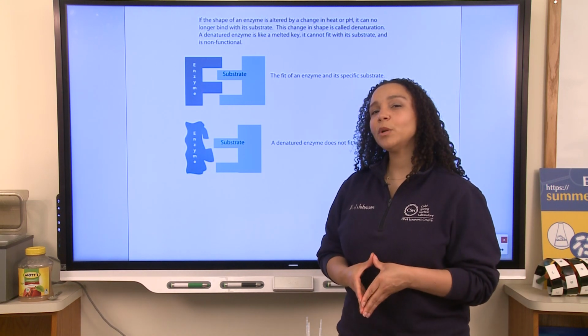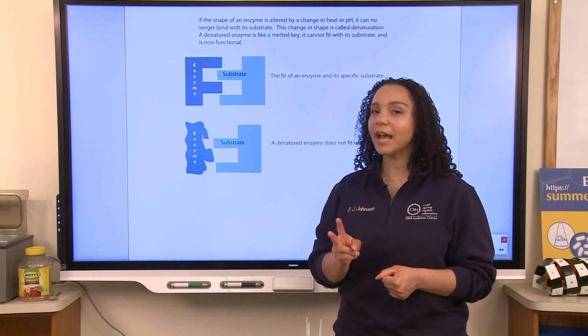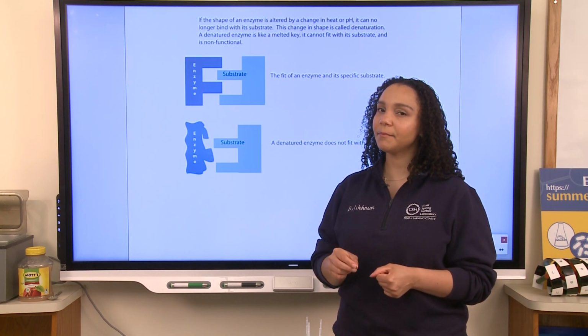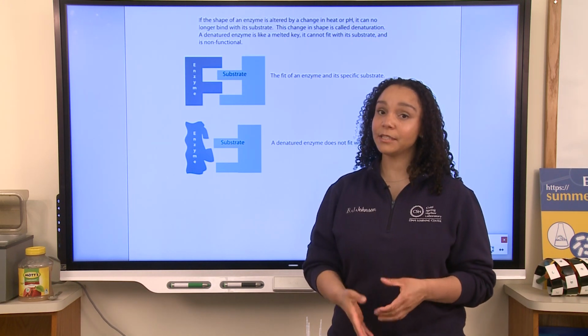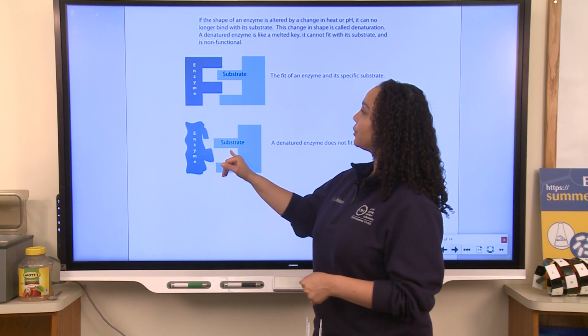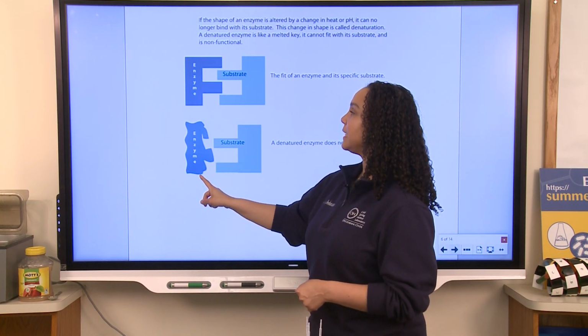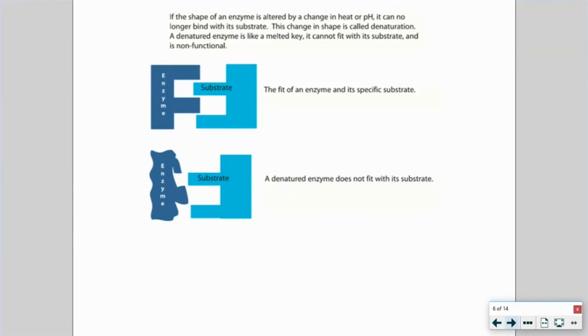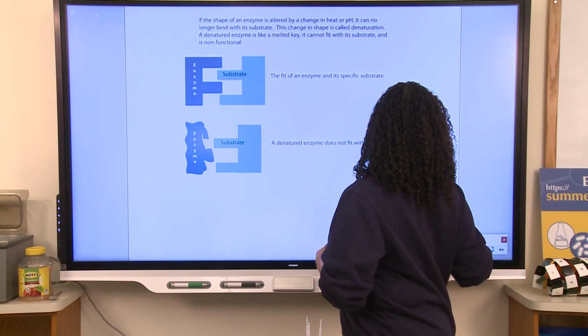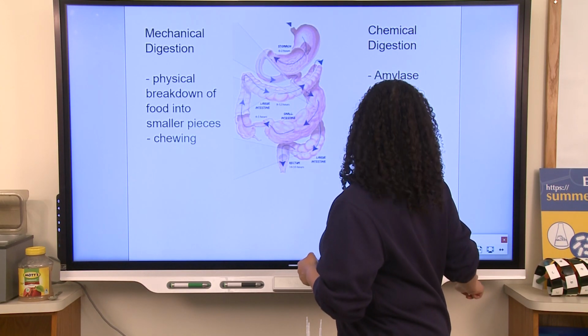Now, do you remember when we talked about the two factors that can denature an enzyme? What are those two factors? That's right, pH and temperature. And this just shows if an enzyme is denatured and the shape is now changed, it may not, or in this case, it's definitely not going to fit its substrate, and you're not going to get the desired product or result.